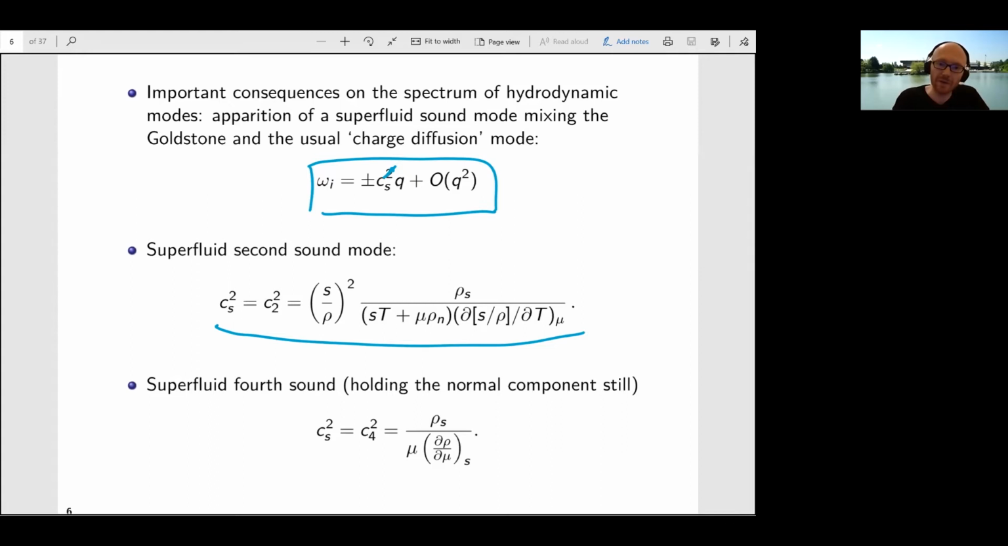There's another type of sound that people sometimes discuss, which is superfluid force sound. And it's the sound velocity that you would obtain if you held the normal component still. So you prevent the normal flow from flowing. And then you would get a slightly simpler expression.